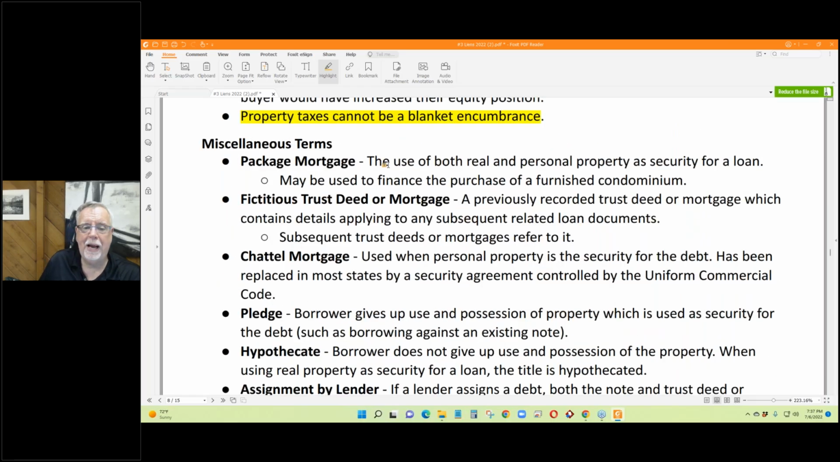Miscellaneous stuff. A package mortgage is when you use real and personal property as security for a loan. There was something called the dot-com bust in the early 2000s. And there were all these tech companies that crashed and burned, right? Petopia, Webvan, companies that are not around anymore.